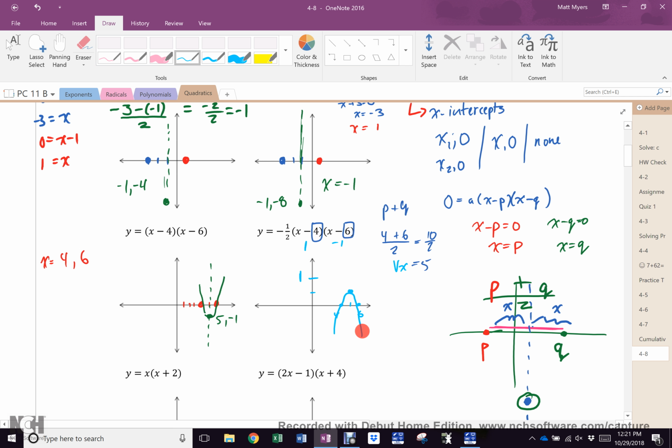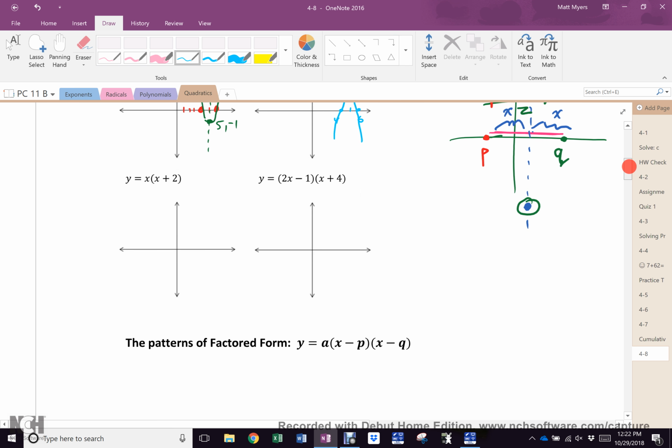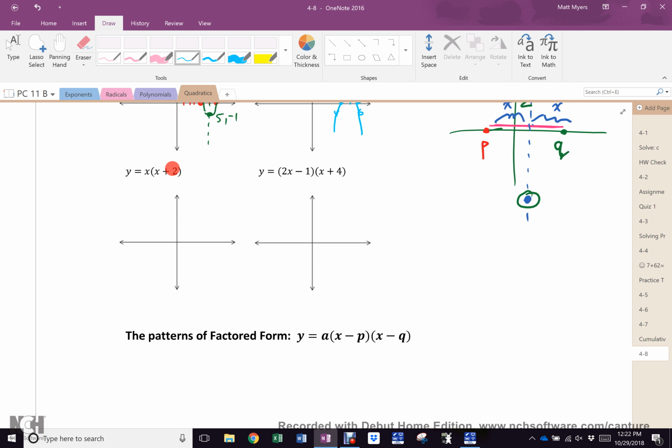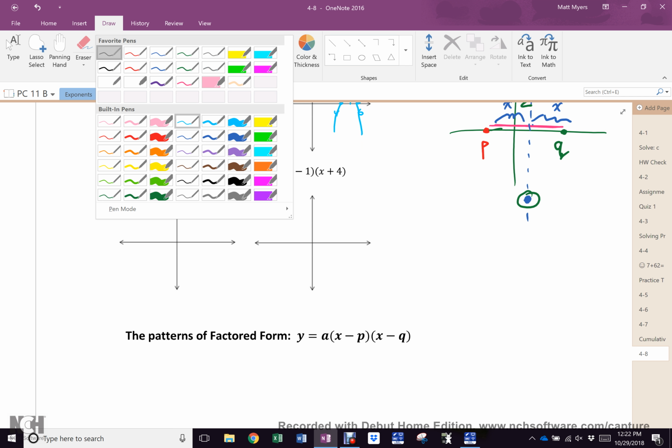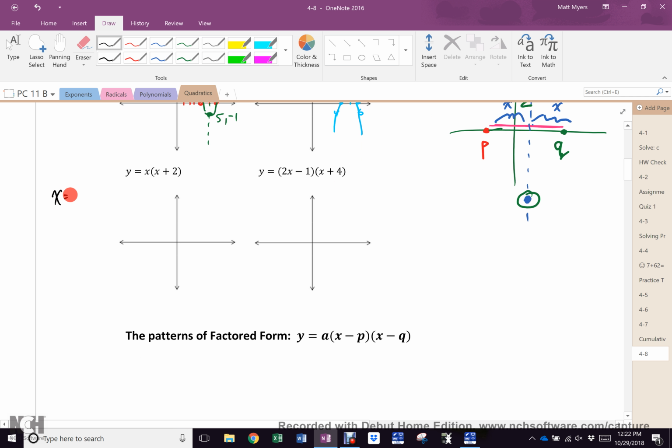Is everybody cool? All right. I want you to be able to do both. So let's look at this one. What does this mean if we're counting? What are my two x values? Does everybody see how Lucas got that? Because, of course, either x would have to equal 0 or x plus 2 would have to equal 0. Everybody can do that, right?